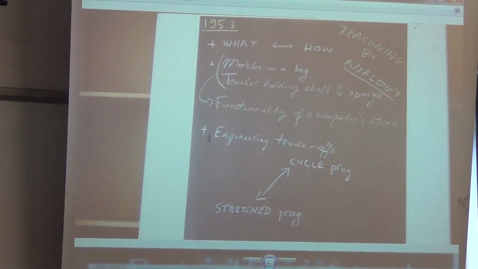Nevertheless, in 1953, if you contrast this with later years, he was very much still reasoning about machines specifically. So he was making engineering trade-offs. In his own words, he compared a cycle program with a stretched program. A stretched program is longer but will execute faster than a cycle program, which is shorter. And he said that depending on the kind of machine you have, you will prefer a cycle program, or if you have another machine, you will prefer a stretched program.